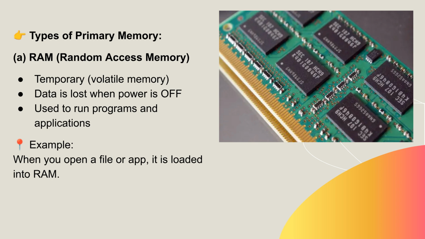One type of primary memory is RAM, or random access memory. It is temporary and volatile, meaning data is lost when power is off. RAM is used to run programs and applications. For instance, when you open an app, it loads into RAM.